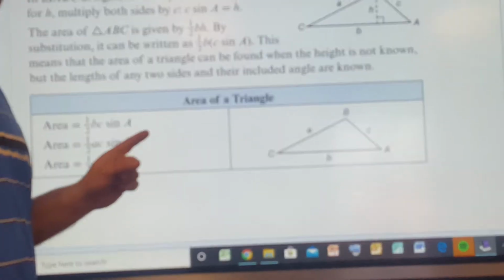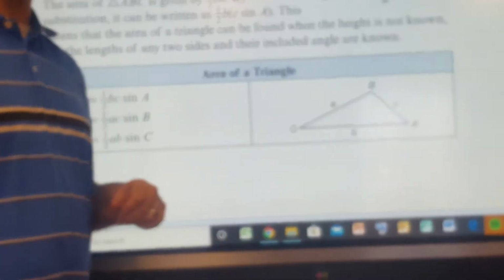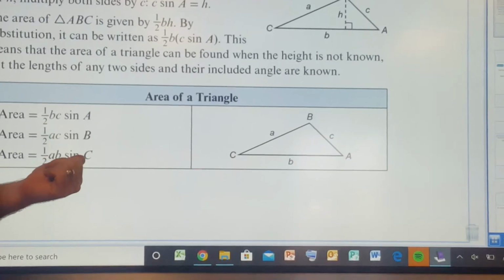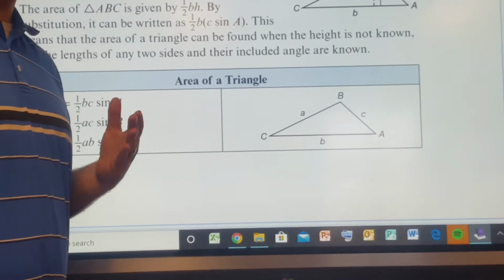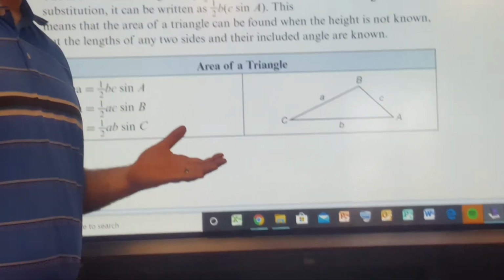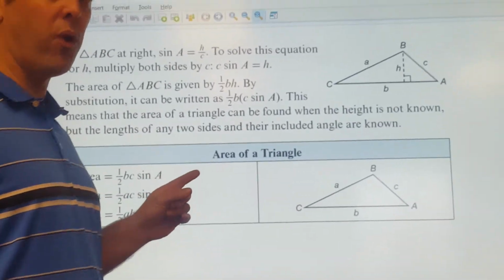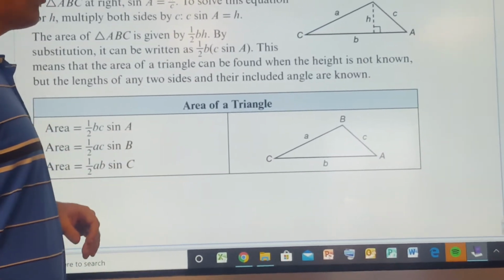All right, so we are going to learn about the law of sines. Now, when we have a triangle and we're trying to find area, we don't necessarily have to have the base and the height in order to do so. The law of sines and a certain formula will help us solve the triangle.